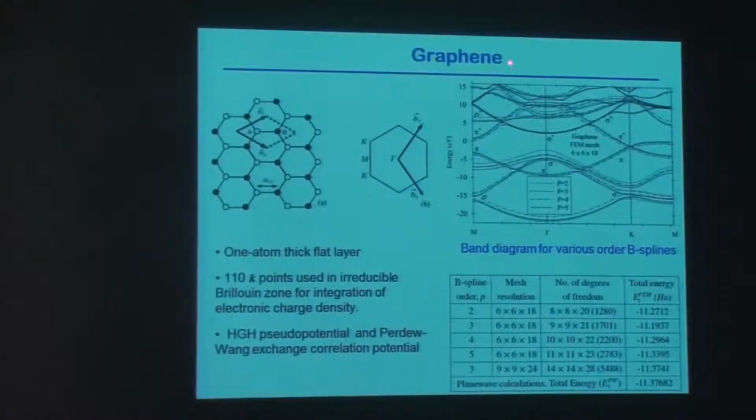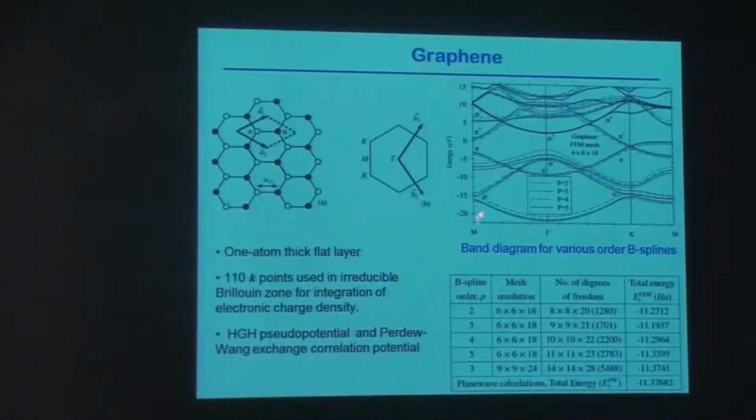This is the case of graphene. This is a 2D structure. This is the unit cell. This is the irreducible Brillouin zone. It is a one atom thick flat layer. We need 110 K points in the irreducible Brillouin zone for integrating the electronic charge density, which is then plugged into your potential, which then drives the system.